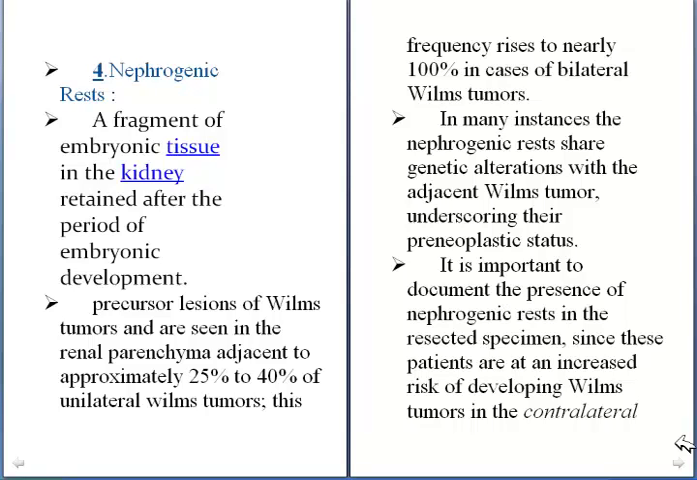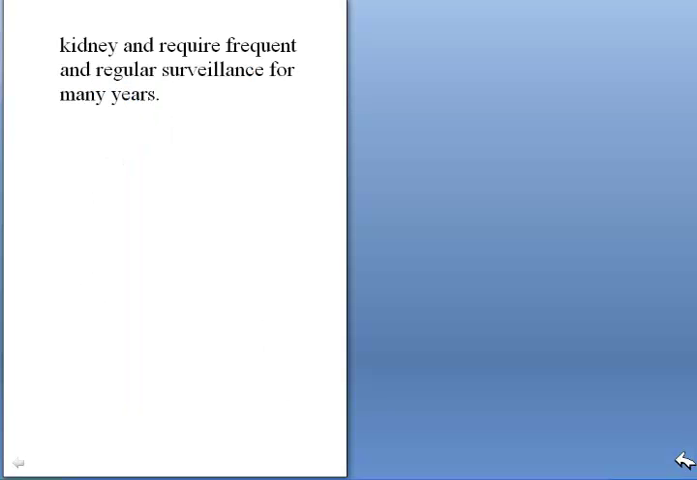And it is important to document the presence of nephrogenic rest in the respective specimens, since these patients are at increased risk of developing Wilms tumor in the contralateral kidney, and they require frequent and regular surveillance for many years.